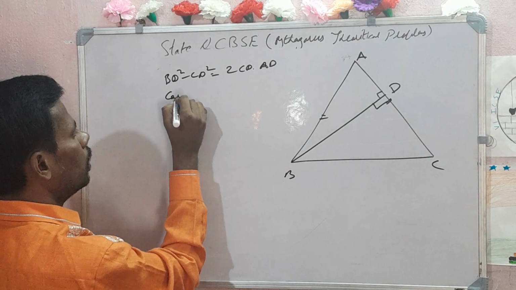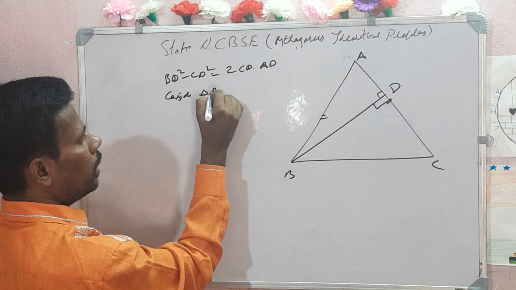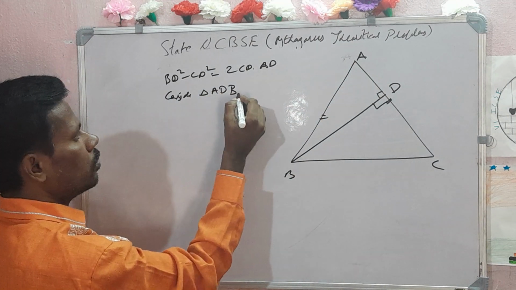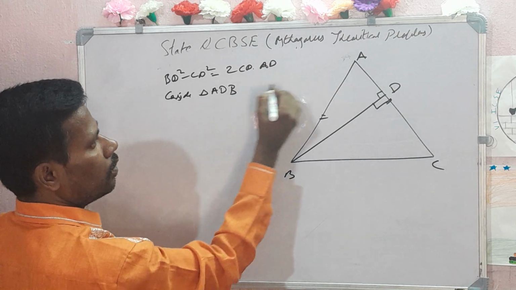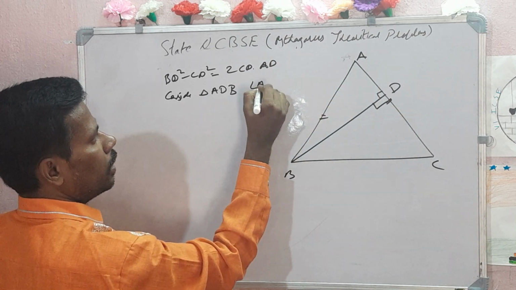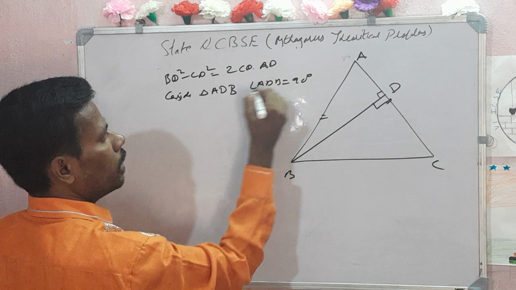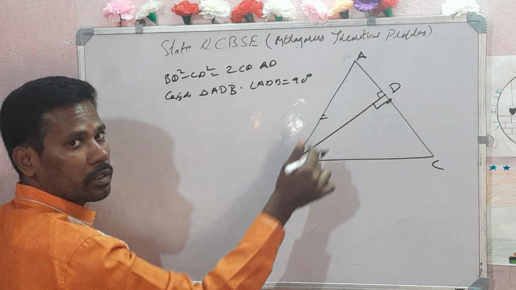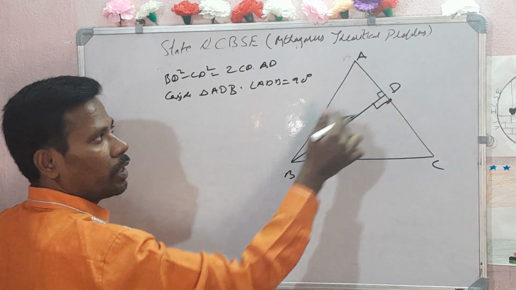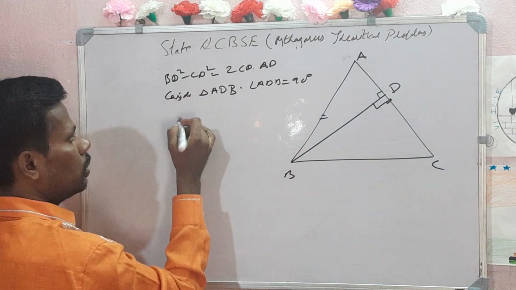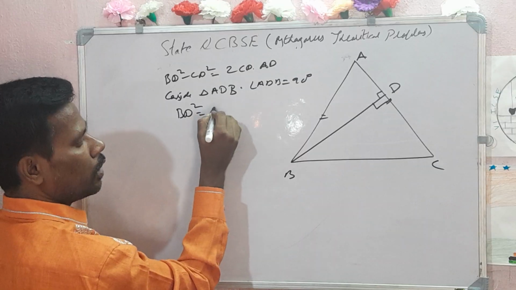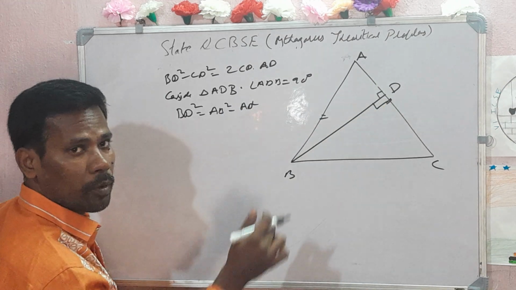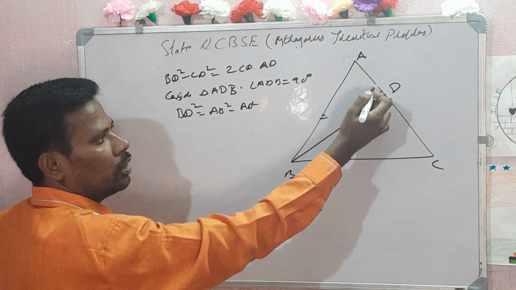Consider triangle ADB. In this triangle, angle ADB is 90. Apply Pythagoras theorem. So square on the hypotenuse is equal to sum of squares on the other two sides. But I want BD square. So BD square is equal to AB square minus AD square. Hypotenuse square minus the other side will give this one.